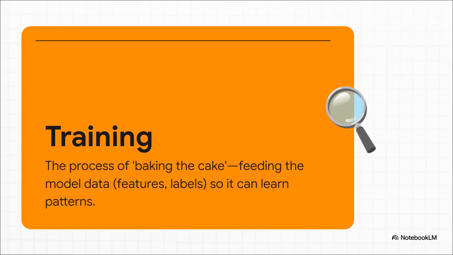So, if the model is our recipe, what's next? Well, training is when we actually bake the cake. This is the part where you feed the model tons and tons of data. You give it the ingredients, which the tech folks call features, and you also show it what the finished cake should look like. Those are the labels. The model just churns through all of that info to learn the recipe by heart.